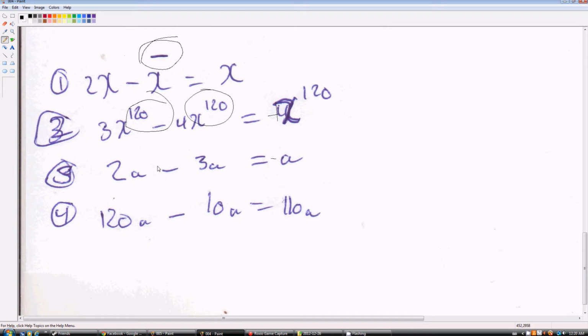This is going to equal negative a because 2a minus 3a is going to equal negative a. Here, 120a minus 10a equals 110a. So remember, whatever letter your teacher decides to use in that one, do not let that bug you. You combine like terms, and unlike terms, you cannot do anything with.